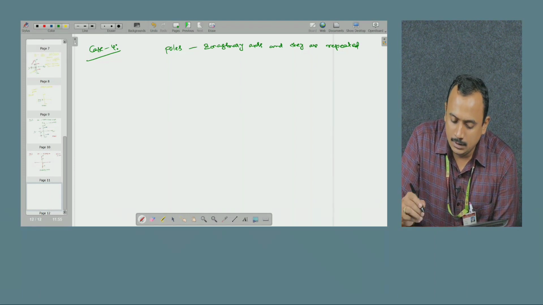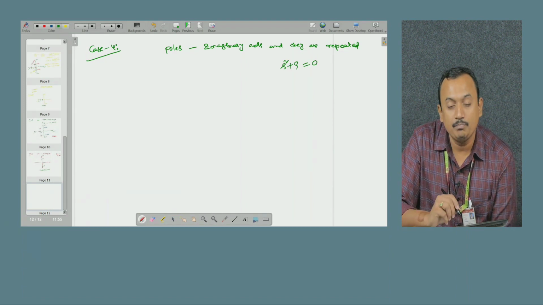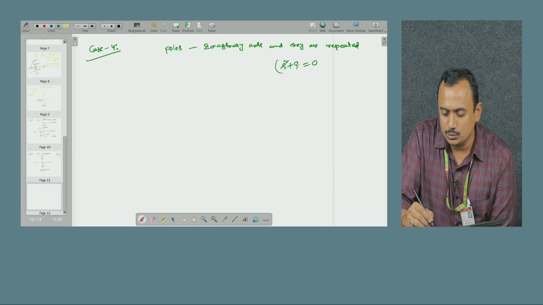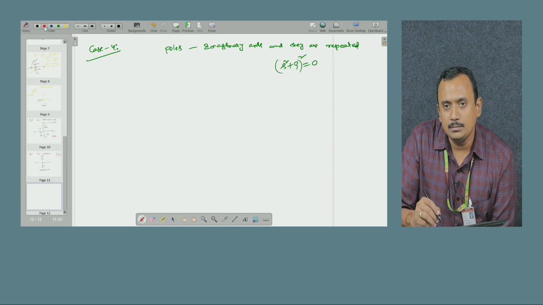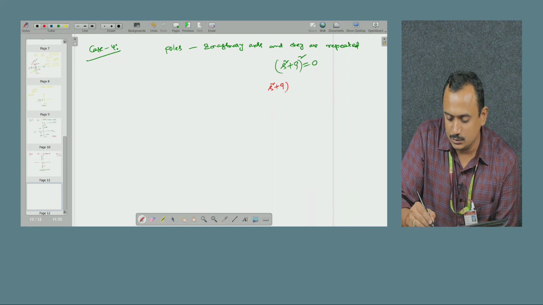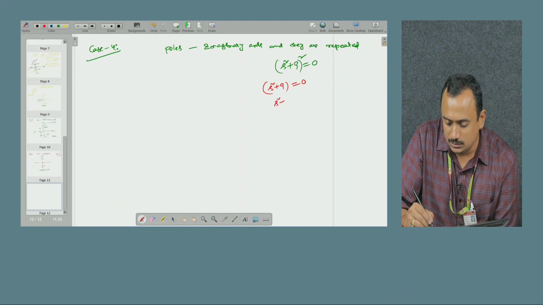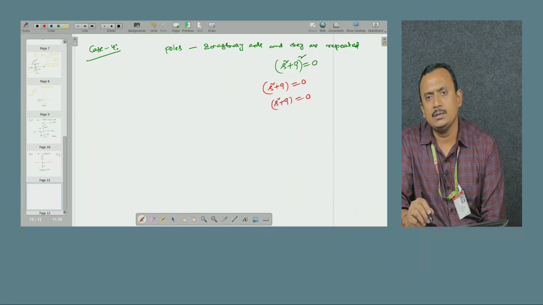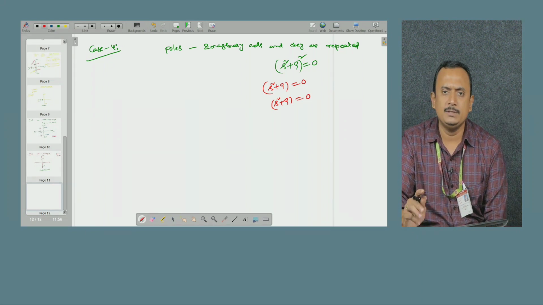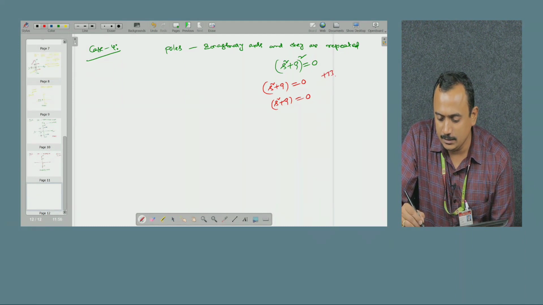For example, let me take the previous example. What is it? S square plus 9 is equal to 0. Repeated means s square plus 9 whole square. Now how to get the poles? This I can say s square plus 9 is equal to 0, and one more is also s square plus 9 is equal to 0. See, s square plus 9 whole square, so you will get s power 4. So obviously you are going to have 4 roots. Those 4 roots are plus j3, minus j3, again plus j3, minus j3.